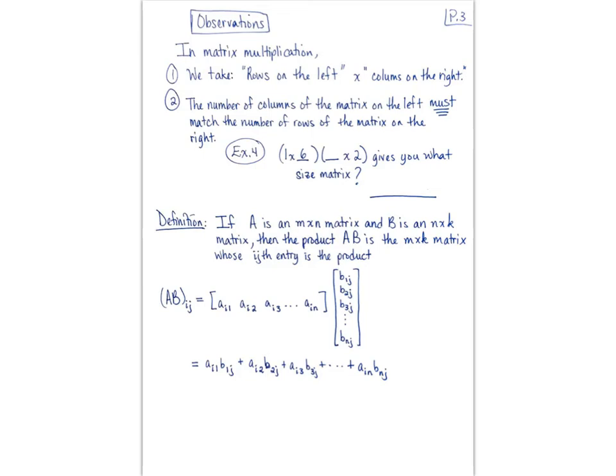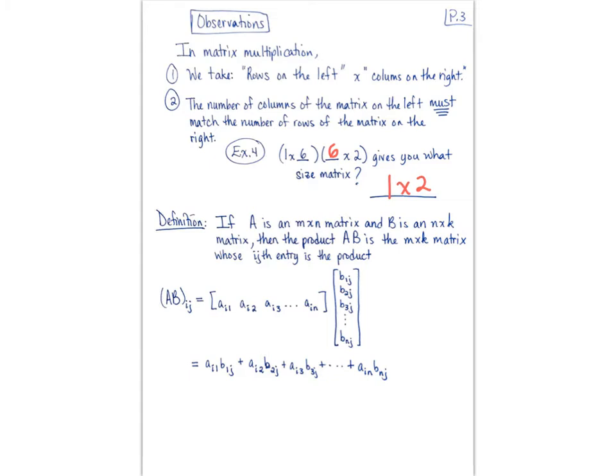All right, so a few observations. In matrix multiplication, we take rows on the left times the columns on the right. So the number of columns of the matrix on the left must match the number of rows of the matrix on the right. For example, for a 1 by 6 matrix, since there are 6 columns, we have to have 6 rows. So this needs to be a 6 by 2. And then the resulting matrix should be a 1 by 2.